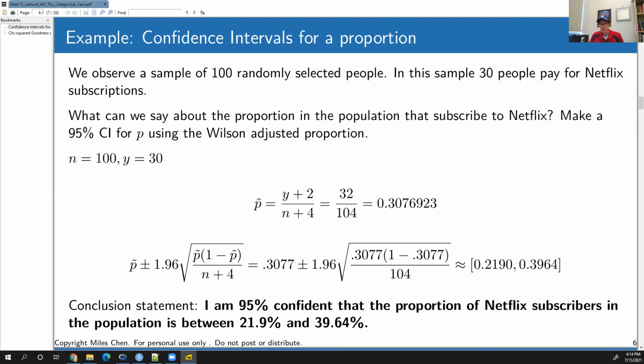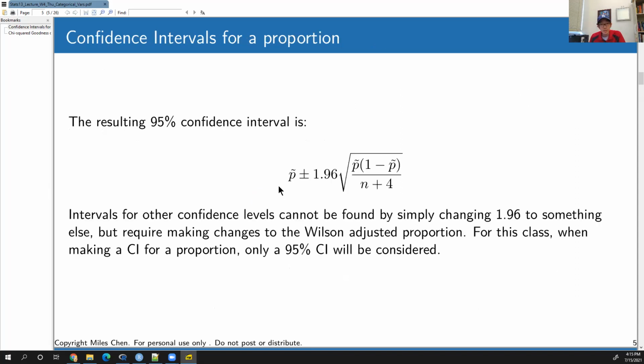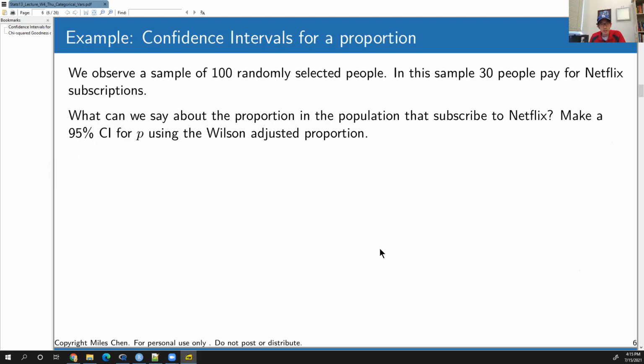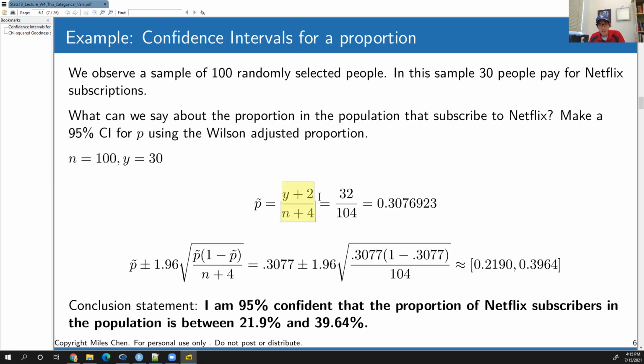Question: is P tilde the same thing as P hat? It's a tiny bit different. P hat would just be Y over N, so 30 over 100, which is 30%; that's your sample proportion. P tilde is the adjusted proportion, with a little squiggle over the P, so it is something different. P tilde and P hat are similar values, but not exactly the same. In our case P hat is 30 out of 100, 30%, and P tilde is a little different, closer to 31%.